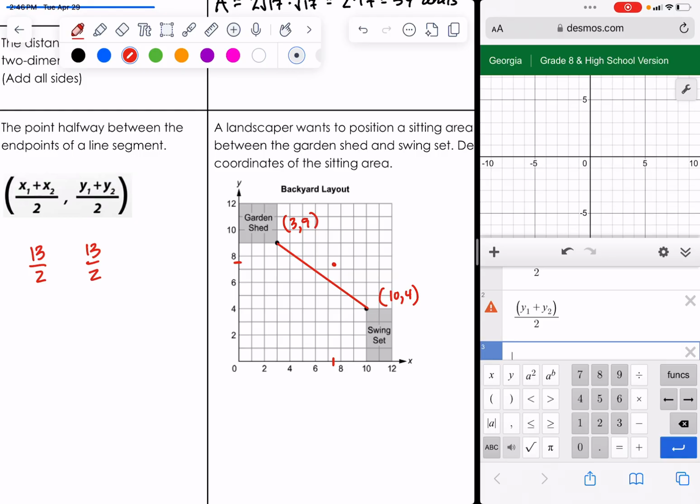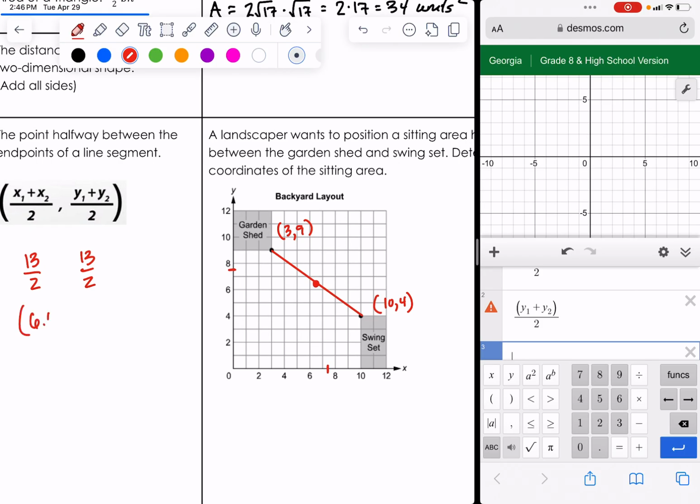Sorry, not 7.5. 13 divided by 2 is 6.5. Gee golly, that's a big mistake right there on my part. I just wasn't really paying attention. So 6.5, 6.5.